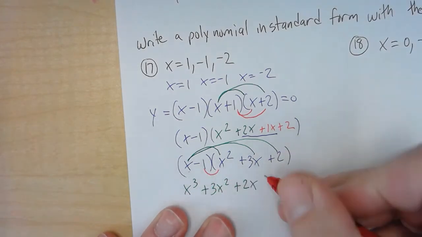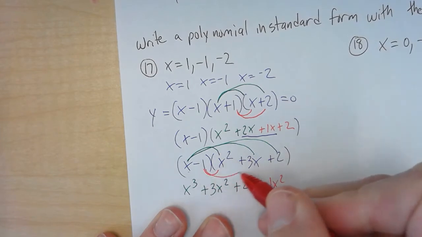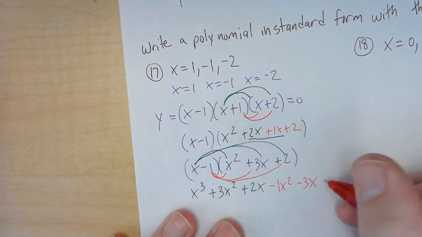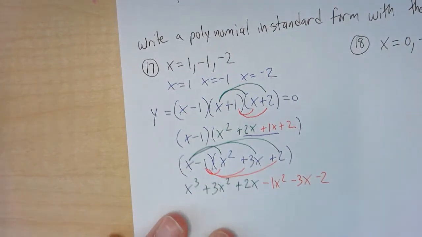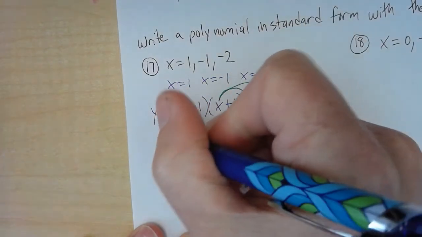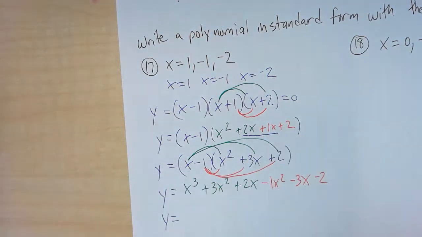Negative 1 times this is negative 1x squared. Negative 1 times this, minus 3x. Negative 1 times this, negative 2. So basically it just flipped all the signs. So each one of these is equal to y. Right? And then we get our next answer here.